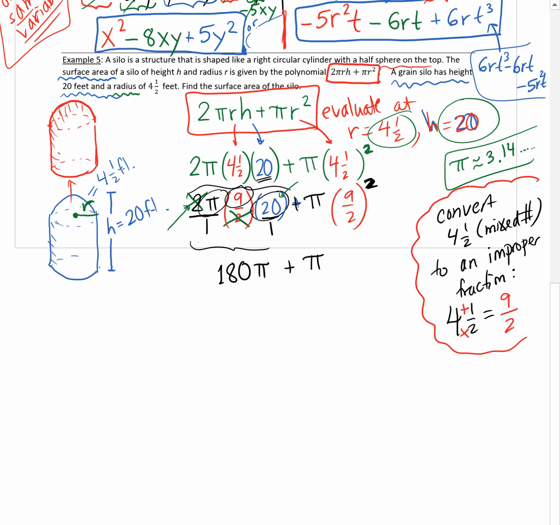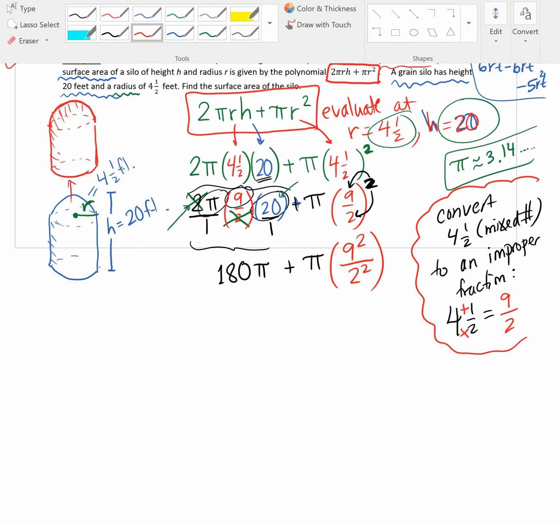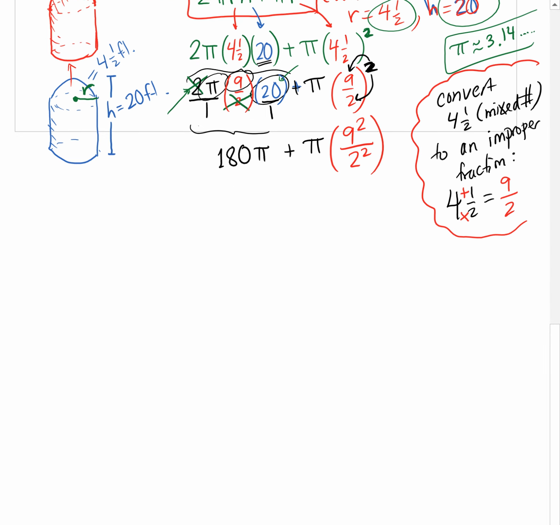Pi, 9 halves squared. Actually, we have this exponent rule that if you have a fraction to a power, you can distribute the power. Because you can distribute a power over a division, and you can think of this as like a division, 9 divided by 2. So that's becoming 9 squared over 2 squared. You can actually do that in your head if you want, but just to show my work, I'm going to write out all these steps here.